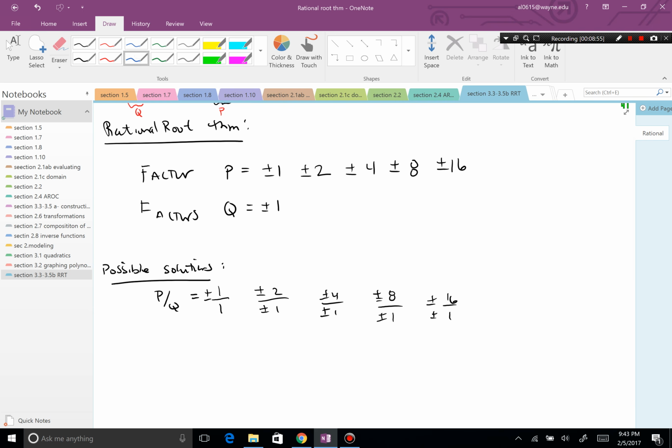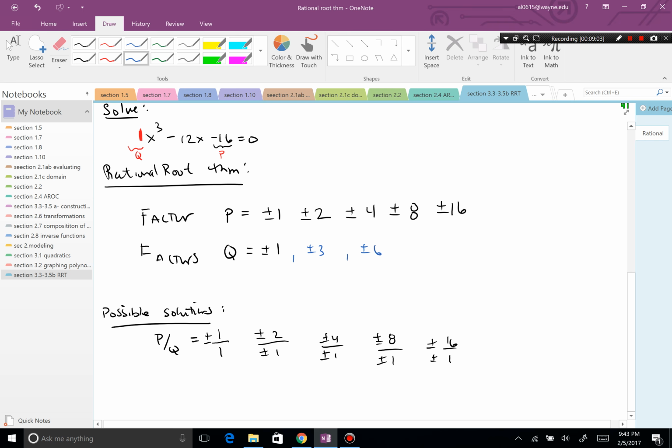Let's say you had two other guys here, plus or minus 3 and plus or minus 6, because let's say the numerator, the Q here, was a 6 instead of a 1. Then you'll have to divide 1/3, 2/3, 4/3, 8/3, 16/3. Those would all be possible zeros. Same thing with 1/6, 2/6, 4/6, 8/6, 16/6, and then you'll have to see if those are possible zeros.